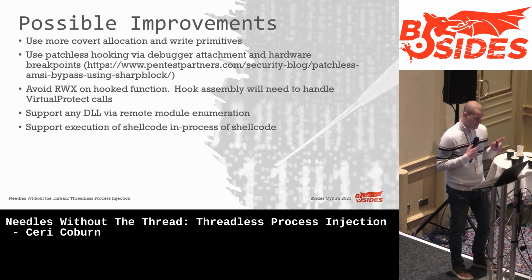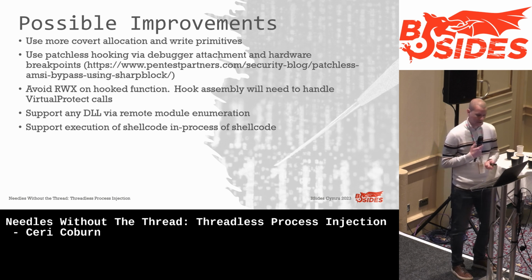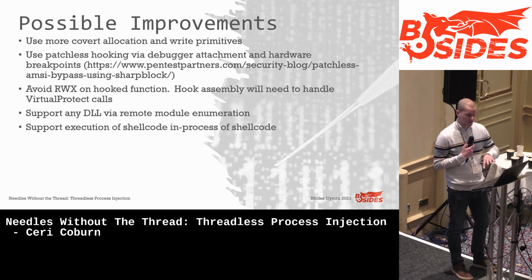Now, at the moment, the POC is using RWX, so it changes the memory on the export address itself. And that's because the hook code has to restore the original bytes back to what they were. So the hook code could be made more complex so that it also changes the protection of the export on the fly. You would make a call to change it to RWX, patch it, and then change it back. So that's a possible improvement there.